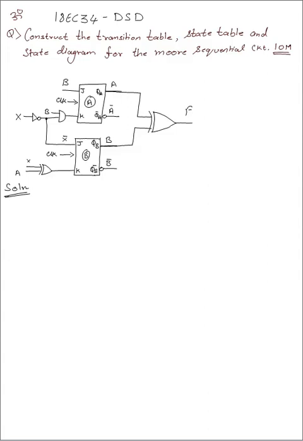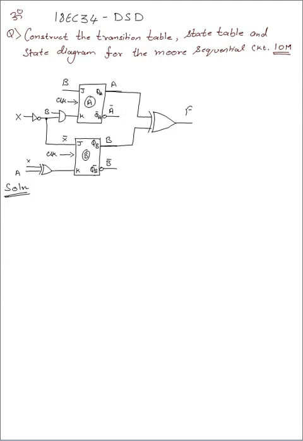Here today we are going to see how to construct the transition table and state diagram for the Moore sequential circuit that is given below. Typically it would have a set of flip-flops, one or more than one, and a little bit of combinational circuit associated with it. For this we need to derive the transition table, the state table. From the state table we need to draw the state diagram.